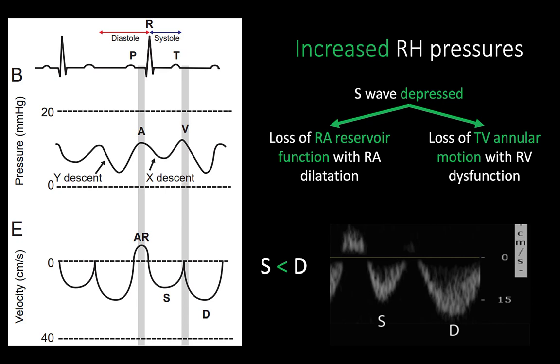The Y descent is more pronounced in the dysfunctional right heart, reflecting the initial higher diastolic pressure gradient from the right atrium to the right ventricle immediately after tricuspid valve opening. The early right ventricular diastolic pressure may be lower initially if the right ventricle is dilated and more compliant, leading to further exacerbation of the Y descent.